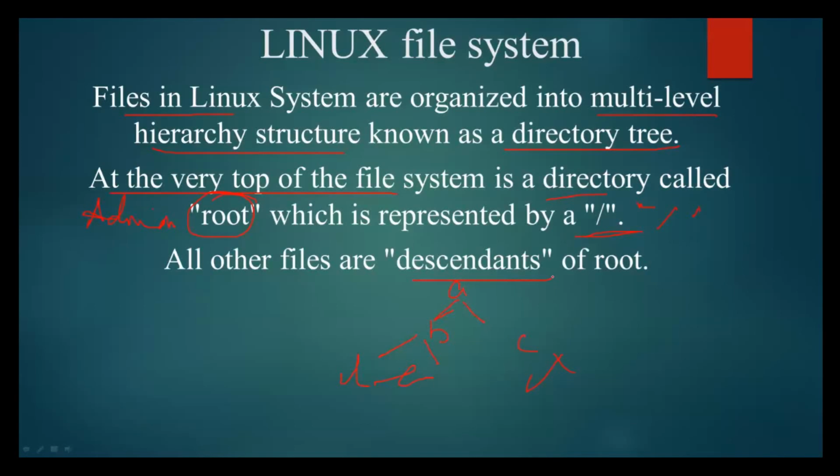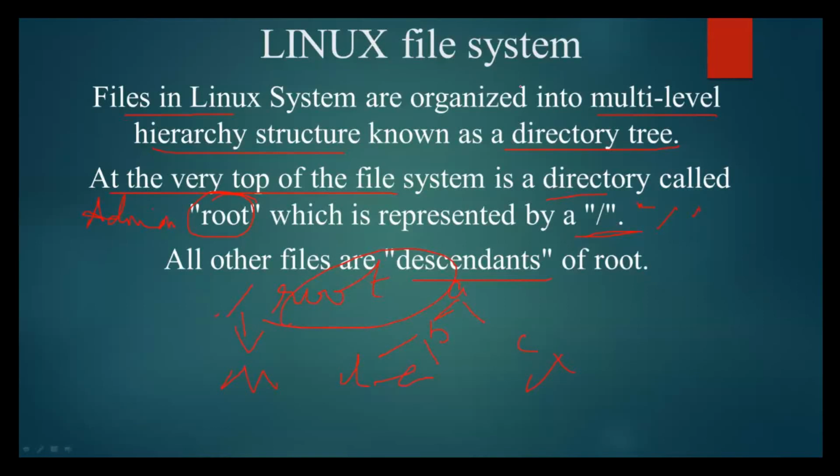It may be your special files or it may be your ordinary files. Everything is a descendant, that is, a child. Child, child, child. Do you understand the meaning of descendants? Generations. The same case here: the forward slash is the root, and all the remaining folders are descendants of root. That is, root is the parent directory, and all the remaining directories are child directories, subdirectories. It keeps on going.